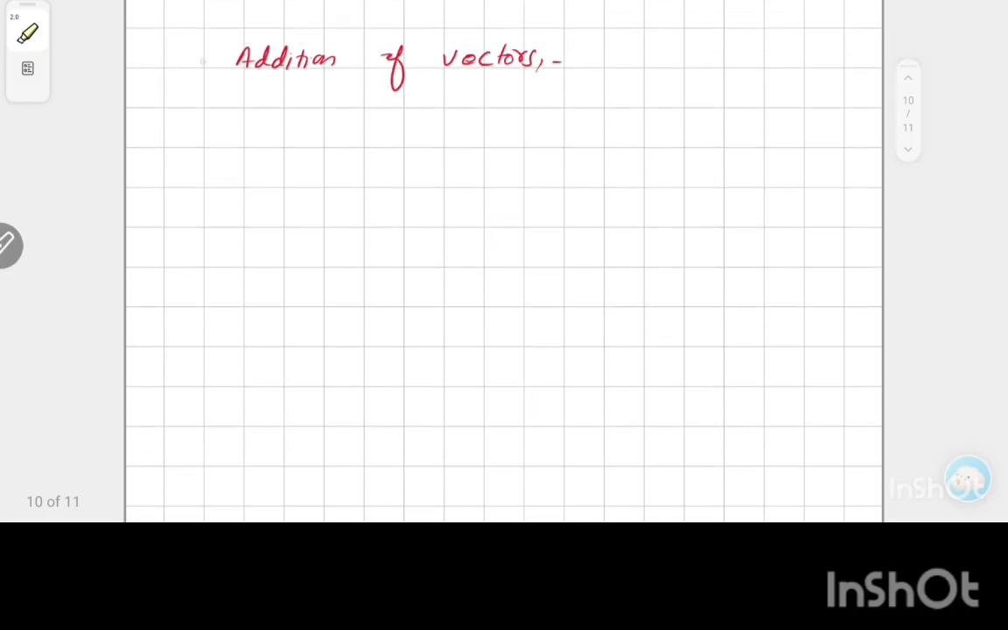The next topic is addition of vectors. First we have to write AB vector plus BC vector, which will be AC. How do we write it? This is A, this will be your B. You can draw it in this form. It starts from A and goes to B. This is the tail, and this one is the head. In physics we write the head to tail rule for additions.